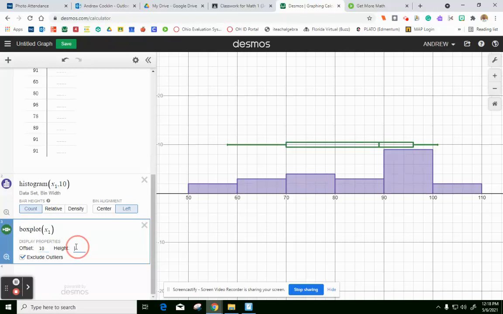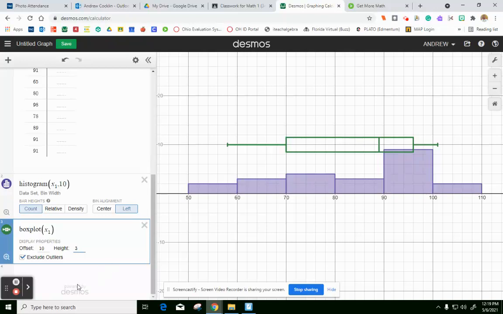And then you can also change the height. The height is going to be how big your box is in the middle. So it was at 1, but if I change it to a 3, it just gives it a little bit more width to it so I can see it a little bit better.